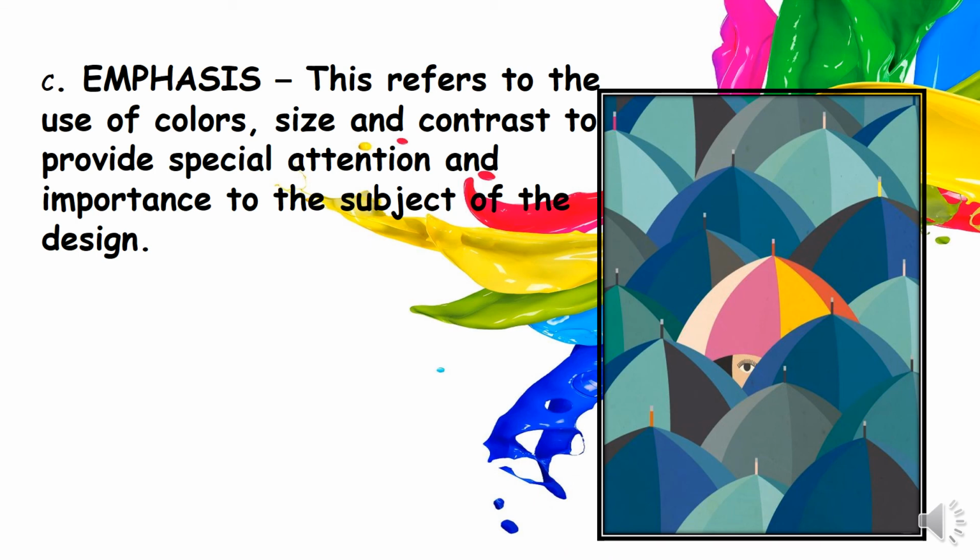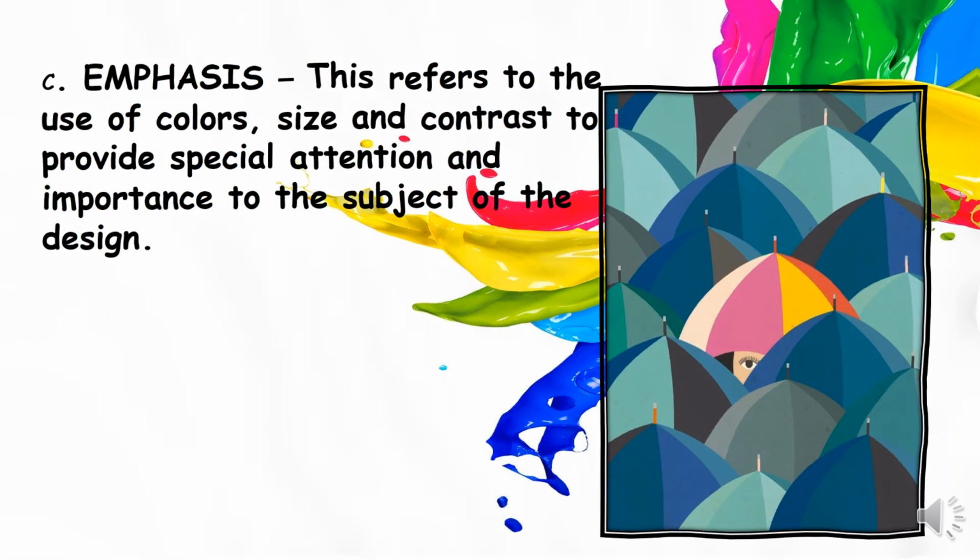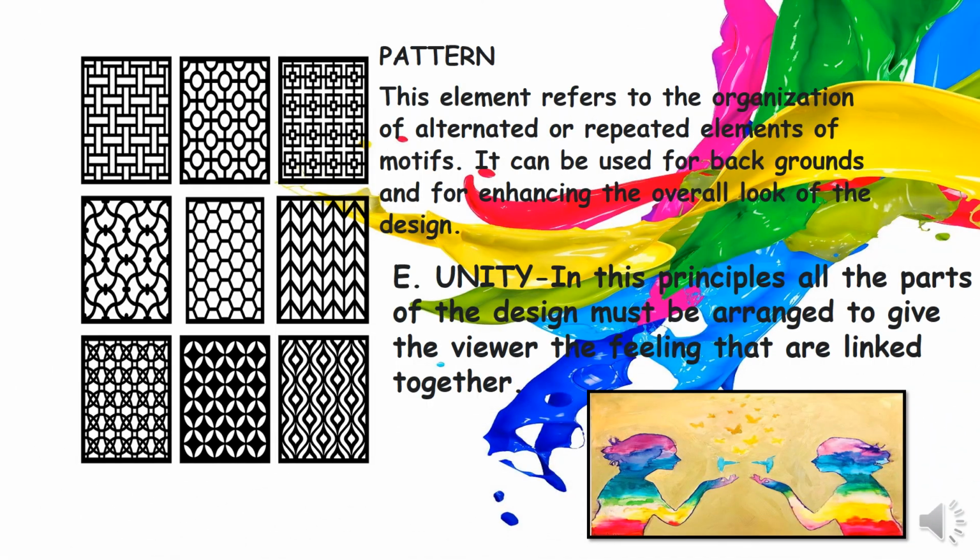The third principle of design is what we call emphasis. Emphasis refers to the use of color, size, and contrast to provide special attention and importance to the subject of the design. Next is pattern. This element refers to the organization of alternated or repeated elements or motifs. It can be used for backgrounds and for enhancing the overall look of the design.